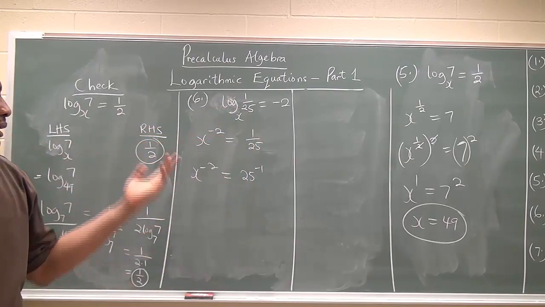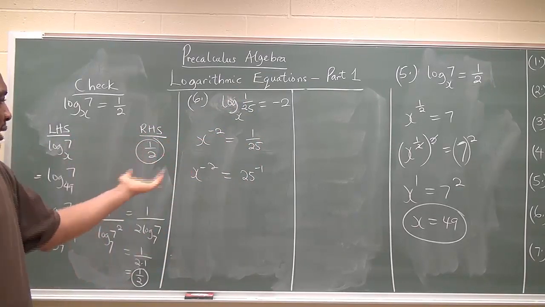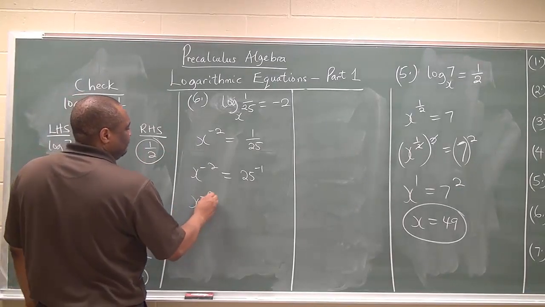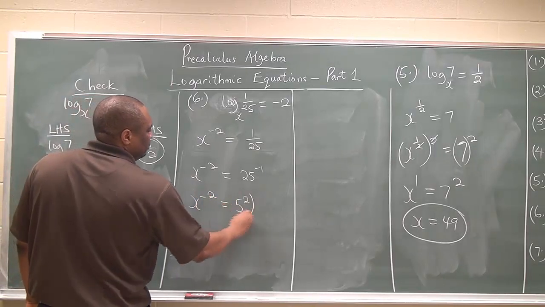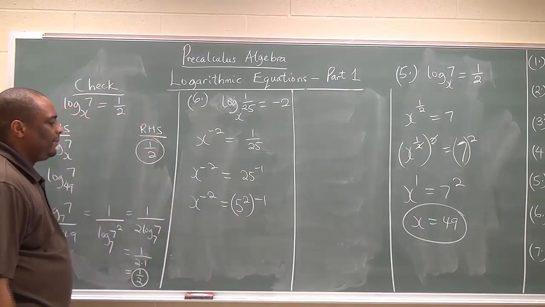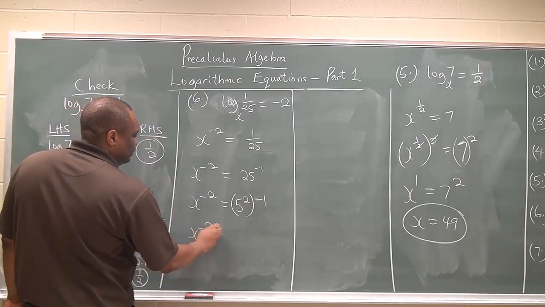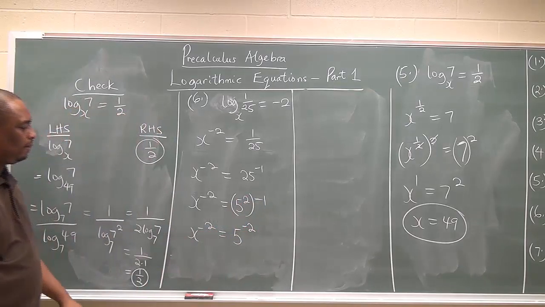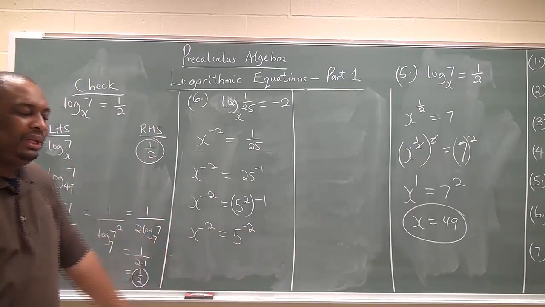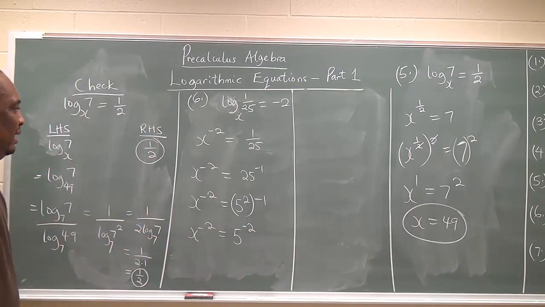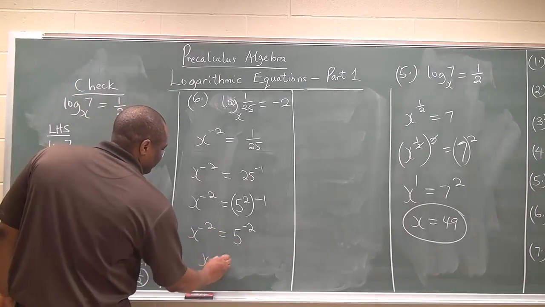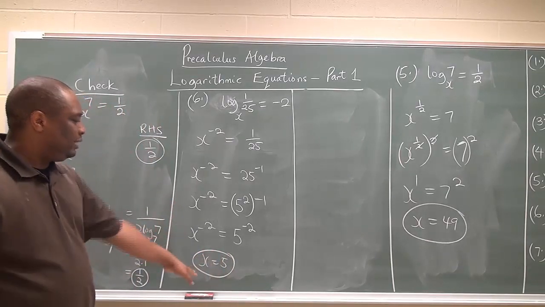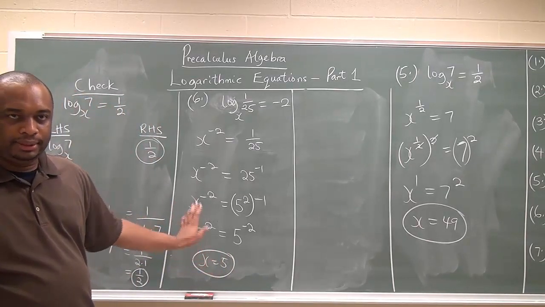Okay, you can actually do this two ways. We're going to do this problem two ways. So you can do this as x exponent negative 2 equal to 5 squared, all to the negative 1. So this will be x exponent negative 2 equal to 5 exponent 2 times negative 1, which is negative 2. So you can see now the exponents are the same. You can equate the base, x equal to 5. Now, say you don't like it this way.